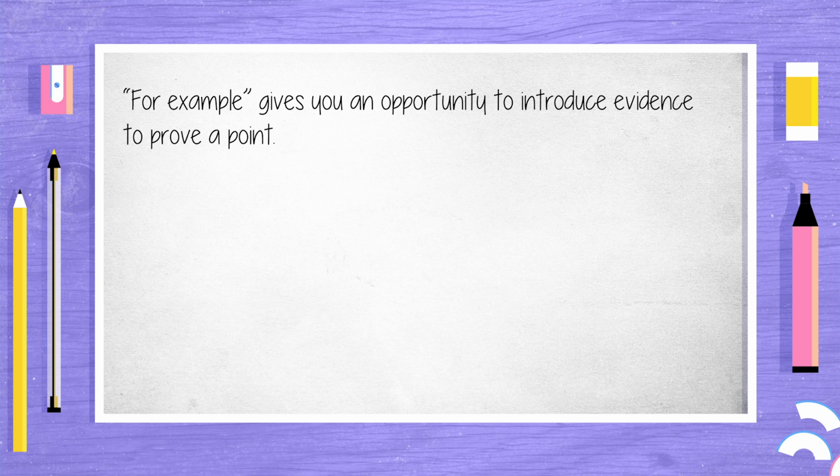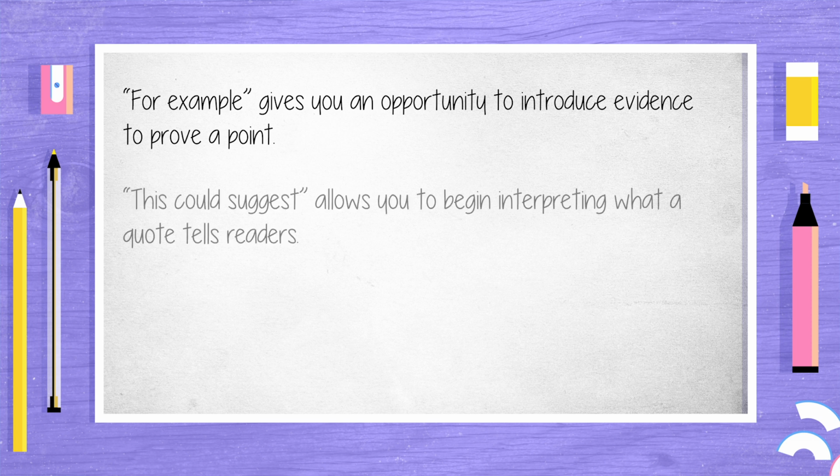In our answer, we've given a lot of our evidence, but we've also spent some time explaining why that evidence proves the statement. Notice how often we mention the fact that Mr. Ryder seems to be an important person. Some good phrases to help you explain why your evidence is valid are used in there as well. "For example" gives you an opportunity to introduce evidence and prove a point. "This could suggest" allows you to begin interpreting what a quote tells the readers.